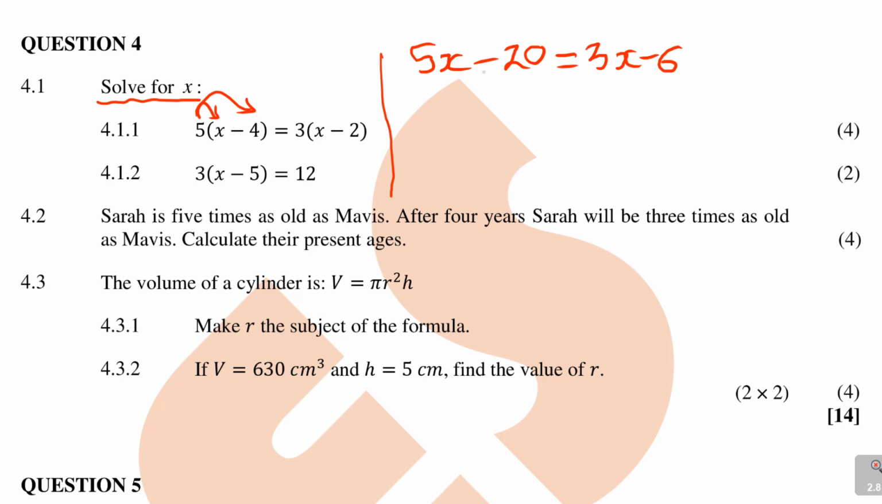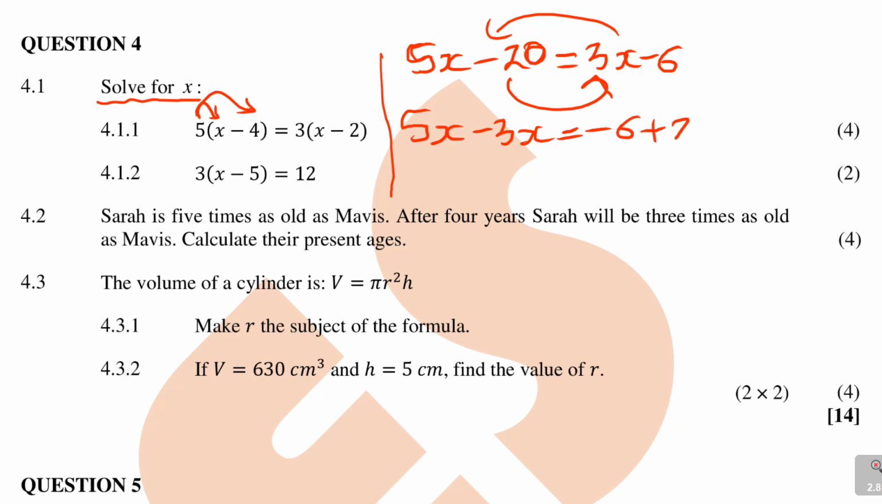Then from there, what do I do? Then you're going to take the 3x left and the 20 right. Then it's going to be 5x minus 3x is equal to, this is 20, remember? So it's minus 6 plus 20. Minus 6 plus 20. Alright, so what is 5x minus 3x is 2x, is equal to 14. Then how do I find x?